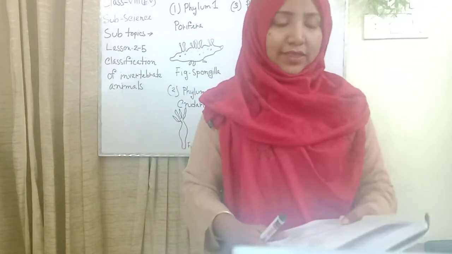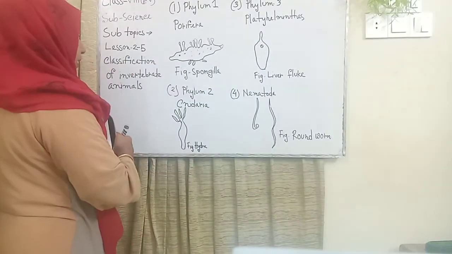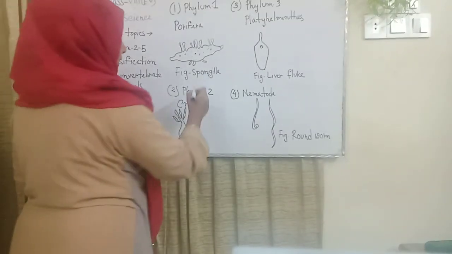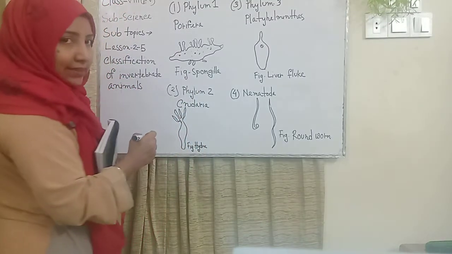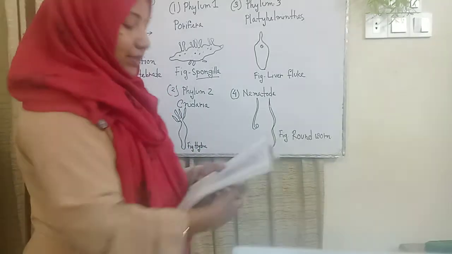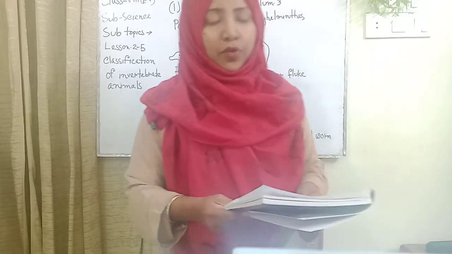The first structure is the phylum Porifera. Another meaning of Porifera is sponge animals. The example is Spongilla. Please everyone see the books, Habit and Habitat, about the Porifera.